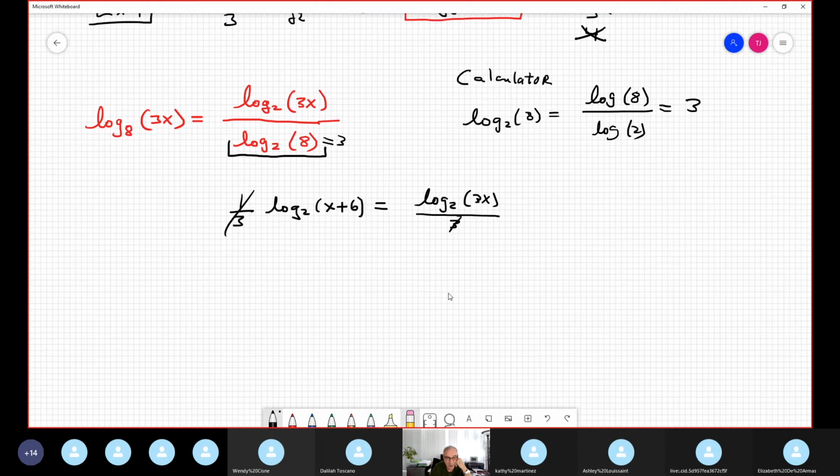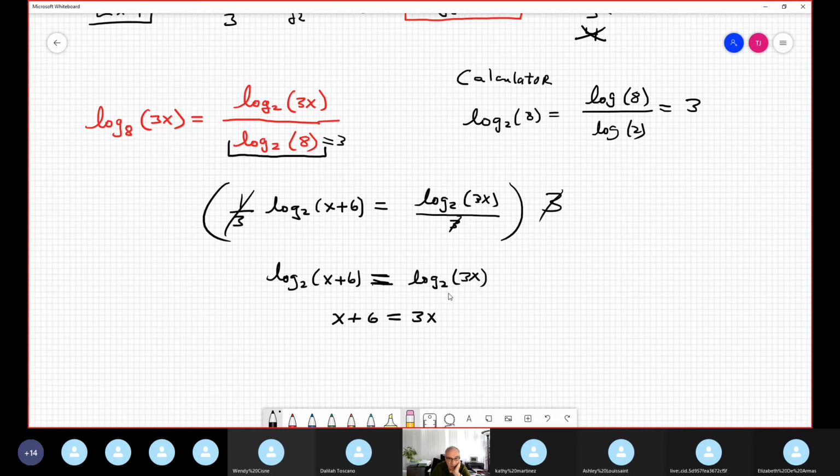You don't understand very well why I cancel out? I multiply everything by 3, so you multiply the entire equation by 3. 3 times 1/3 cancels out, and 3 and 3 cancel out. So far we have logarithm base 2 of x plus 6 equal to logarithm base 2 of 3x. Does everyone follow me so far? Because we almost finish. When you have two logarithms equal to each other and the base is the same, the expression inside the argument is the same.